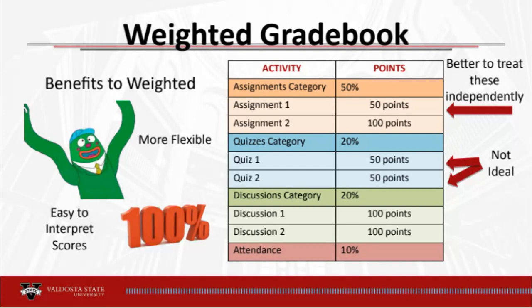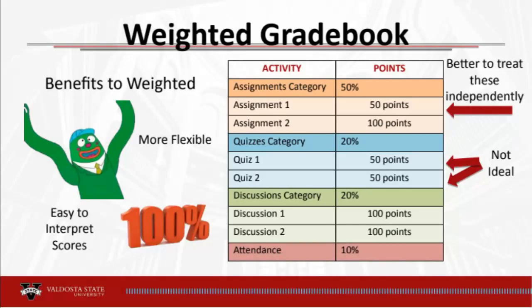If not, you can interrupt me and I'll try to explain it a little more clearly. Because the points don't translate directly one-to-one into your final grade score like they do with a points-based gradebook, you can make each individual assignment out of 100 points, which makes interpreting individual assignment scores easier. I'm going to pause there.